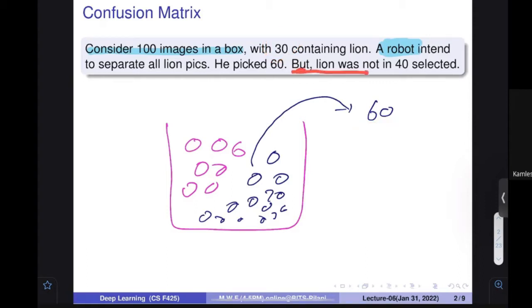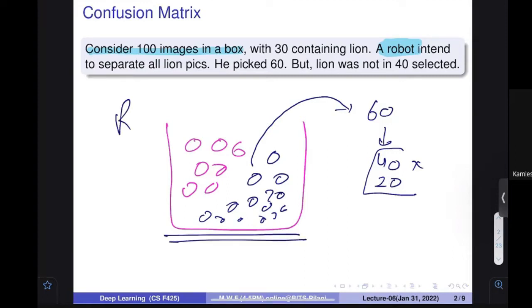If I verify by myself and see, oh my God, 40 images are such that there is no lion. Looks like, what does it mean? That 20 images contain a lion and 40 images do not contain a lion. So this is the scenario. I had deployed a robot on this particular box, and it has given me 60. Out of them 40 were not having a lion and 20 of them were having a lion.